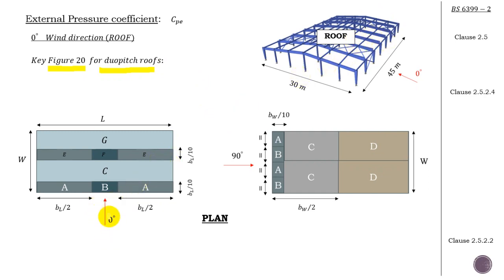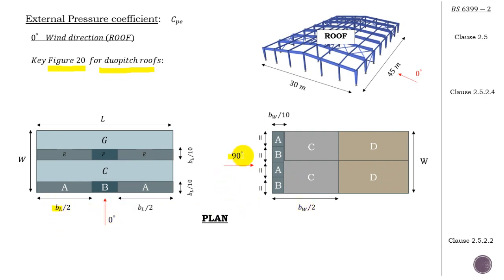Now this is for the 0 degree. Figure 20 says that when considering the 0 degree, you have to divide the roof into this shape, so we have A, B, C, E, F, and G. And if you consider the 90 degree, you have to divide it into this order. Simple as that.